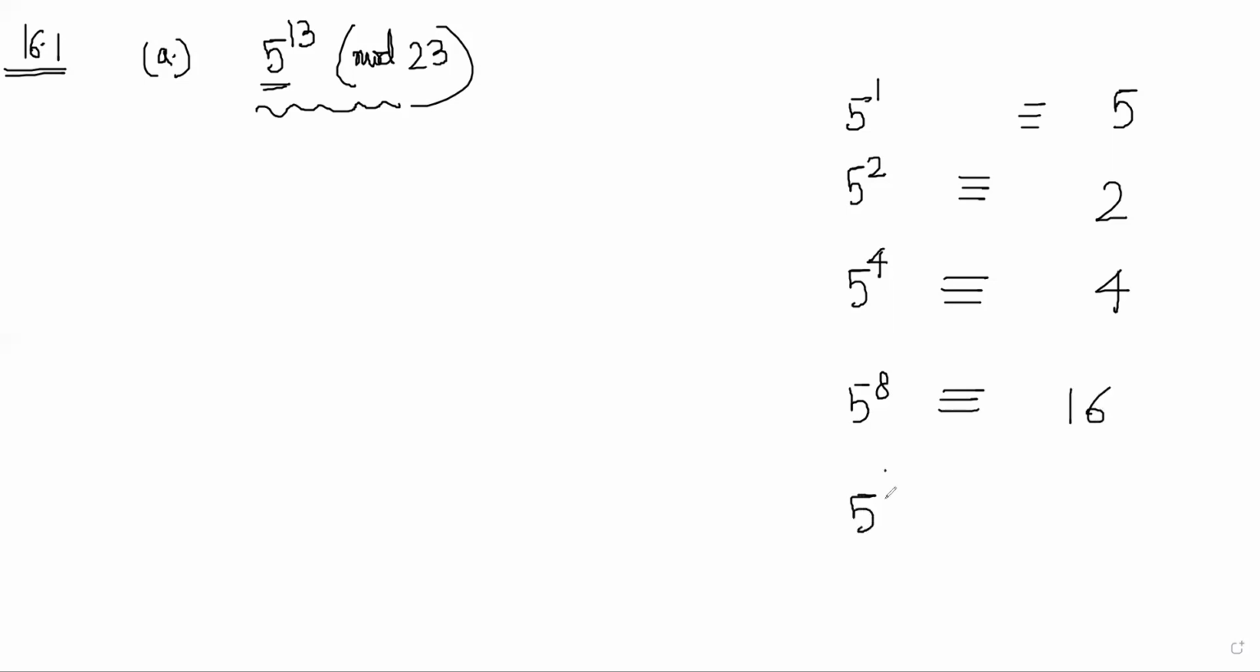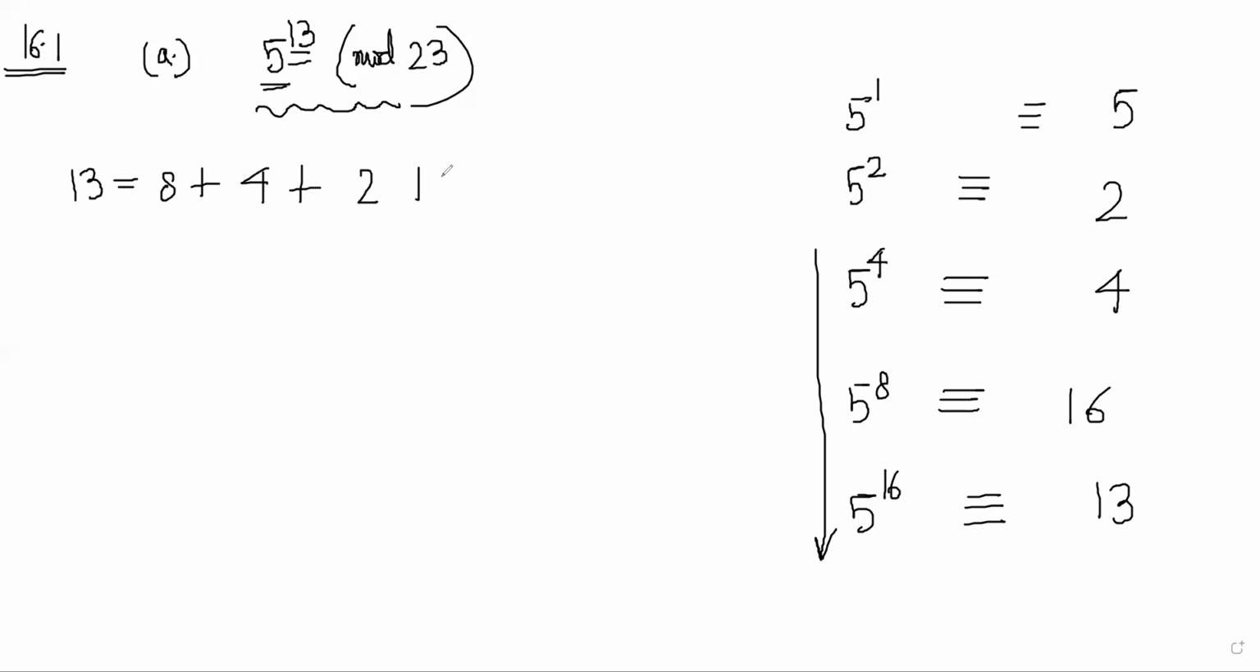Now for 5 power 16 we'd have to find out again. This will be 16 square, so 256, which is 230 plus 23 plus 3, so 3. But actually we don't even need that because the power is not very high. So 13 can be written as 8 plus 4 plus 1. So now 5 power 13 will be 5 power 8 into 5 power 4 into 5 power 1, mod 23 everything.